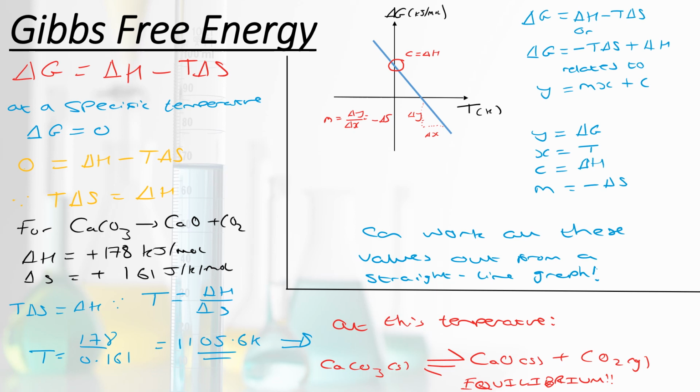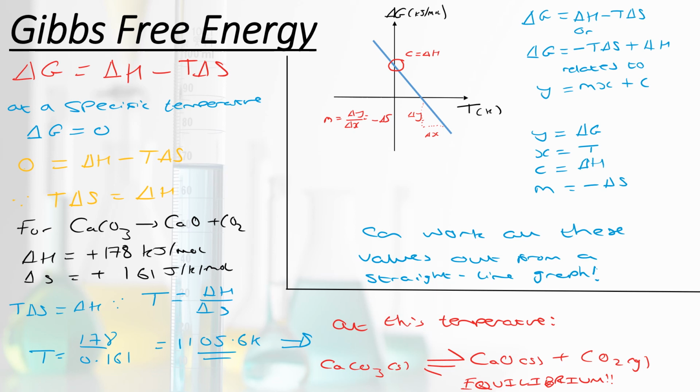And so by comparing the terms, you can plot delta G on the y-axis, you can plot T on the x-axis, and that leaves c being delta H, and m being negative delta S. If you literally just match the terms up. So what that tells me is that I can work all these values out from a straight line graph. That's very easy to work with, very easy to plot and extract data from.